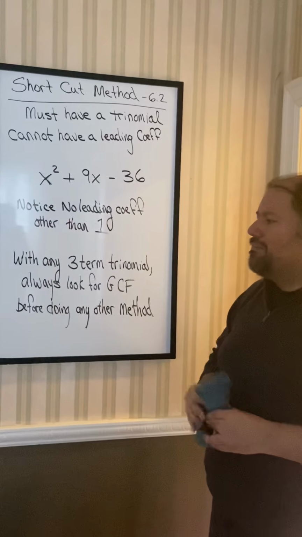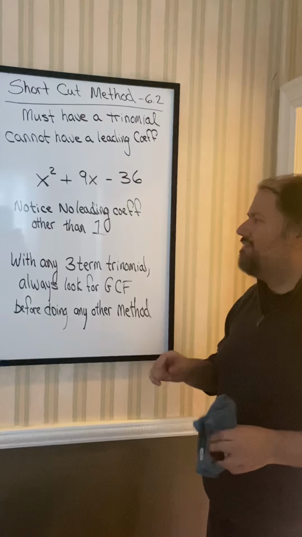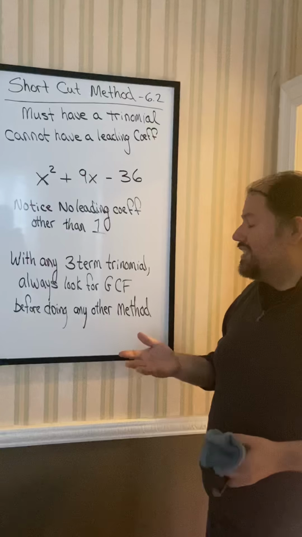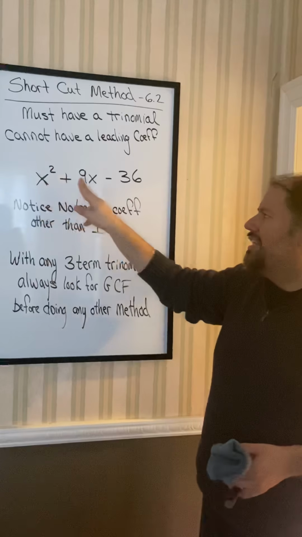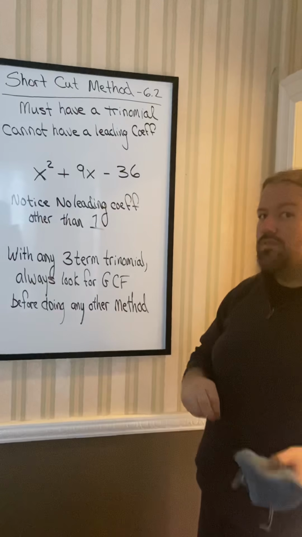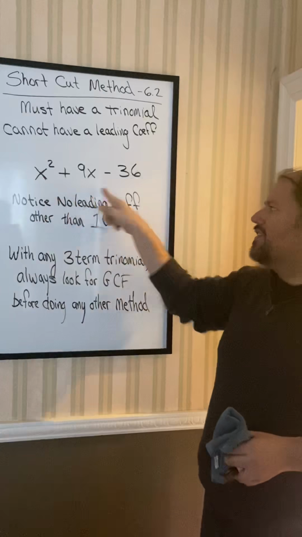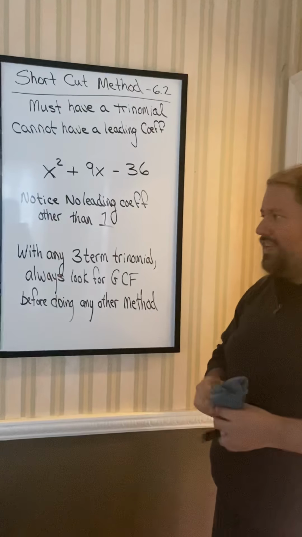Once you do that, part 2 was always to count how many terms that you have left over. Since we didn't do any GCFs, all this is left over. Notice we have 1, 2, 3 terms. Remember, if it was 4 terms, we did the grouping method. But when we have 3 terms and no leading coefficient, then we're going to do the shortcut method.